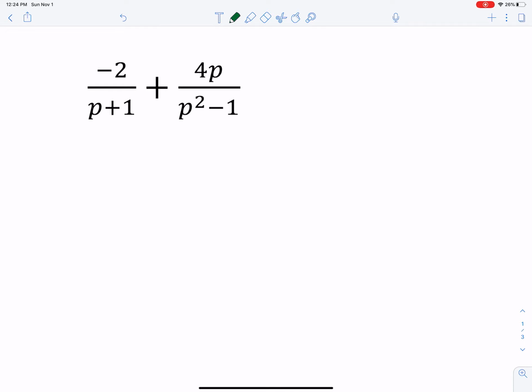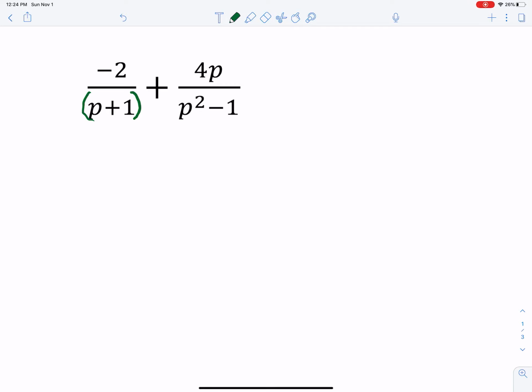When you're adding or subtracting fractions, it's important to remember that you need to find a common denominator. And to do that, you want to first factor the denominators that you start with. So in the case of our first problem here, negative 2 over p plus 1, you can't factor the bottom part. So I'll put parentheses around it to remind myself I'm treating it as a group.